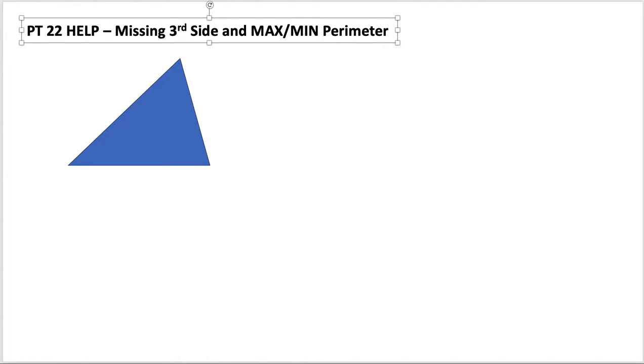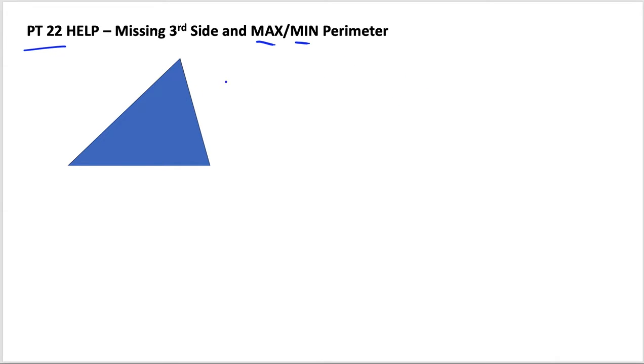Hey, what's up, students? I wanted to help you with this one question that is on practice test 22. There's a question where you're missing the third side of a triangle, but then you also need to figure out the max and minimum perimeter of that triangle.